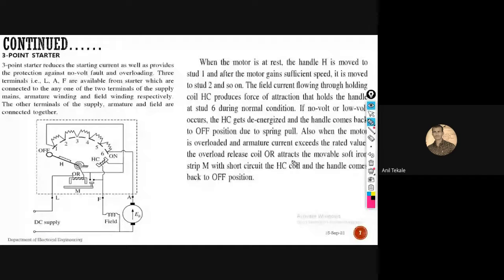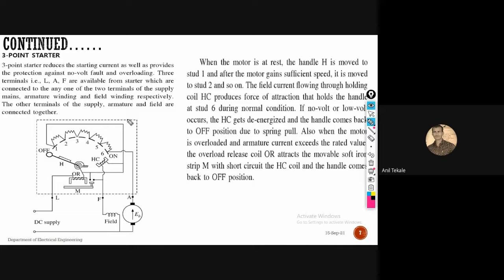Amay Kumar, am I audible? Yes, sir. Okay, thank you. Actually, I lost my internet. So, Amay Kumar, up to what point was my voice clear? Can you tell me at which point I was audible? Sir, you had just started the 3 point starter.